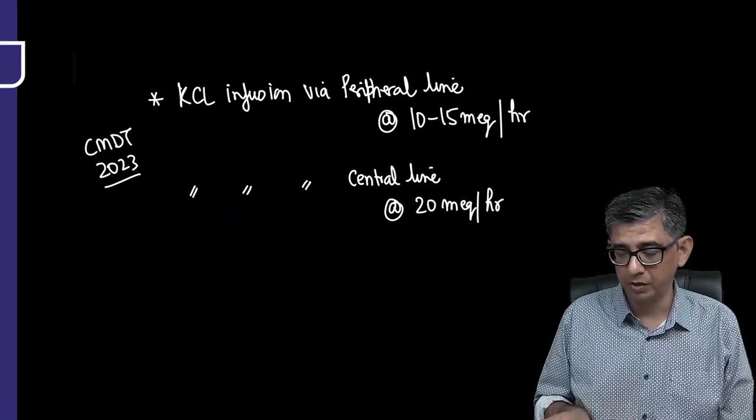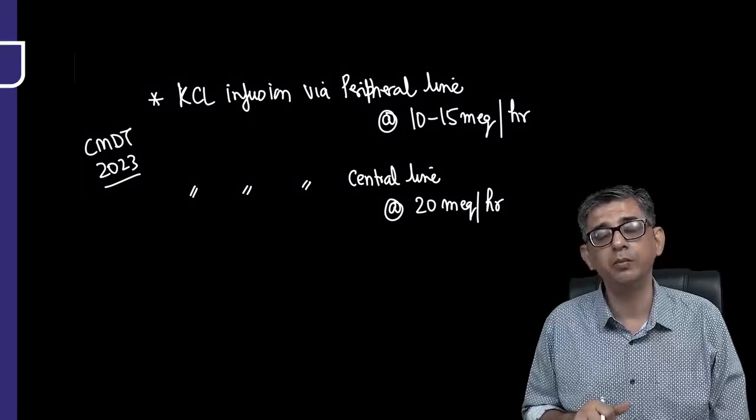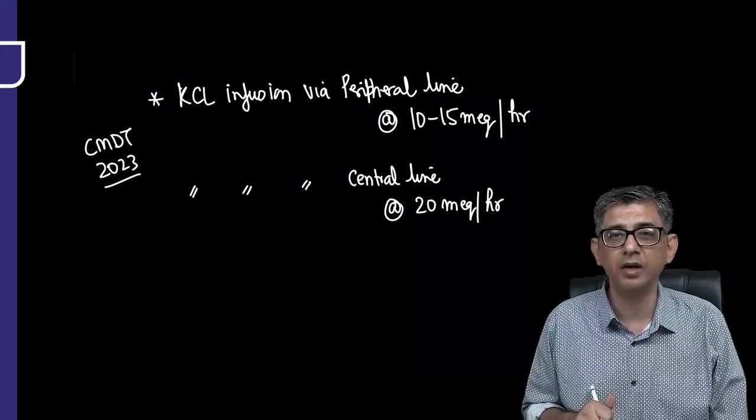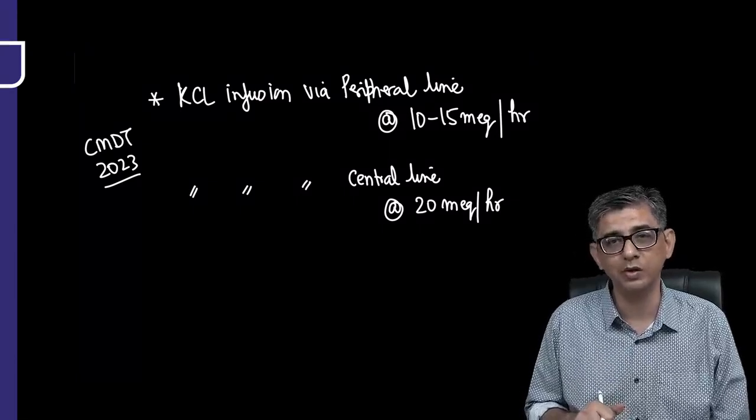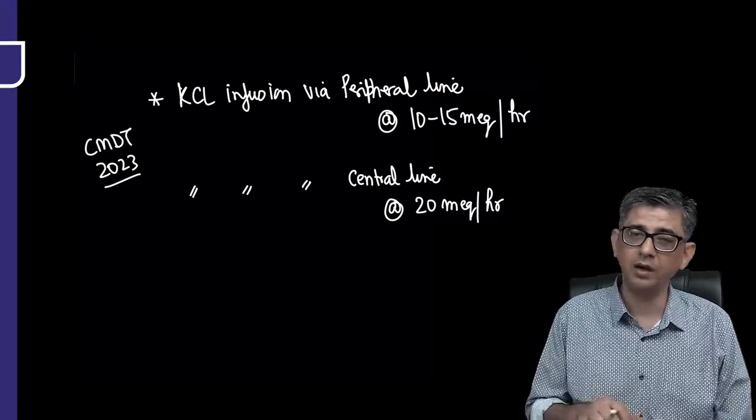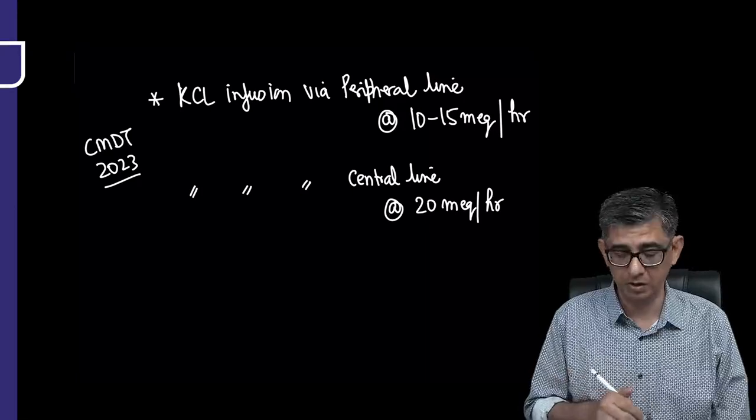So the rates would be like this: 10 to 15 milliequivalents per hour via a peripheral line, and 20 milliequivalents per hour with the help of a central line. That's mainly to reduce the risk of development of phlebitis, and central line access is mainly for critically sick patients.